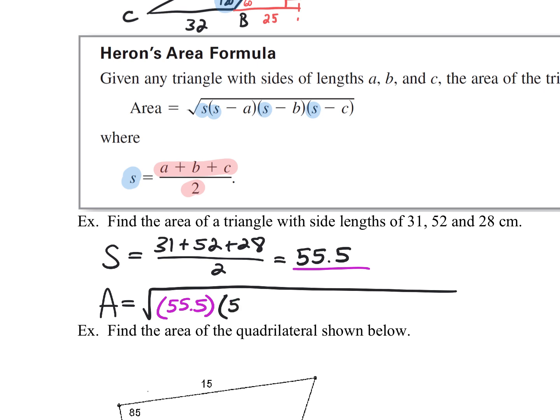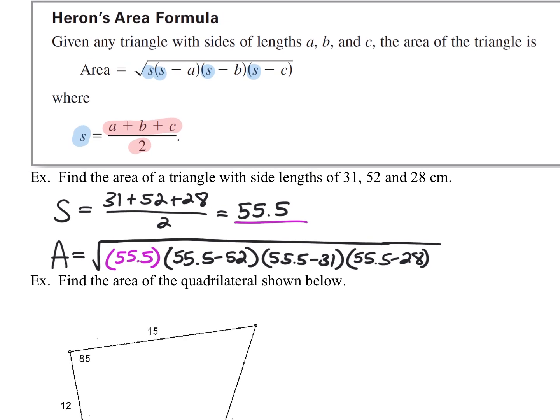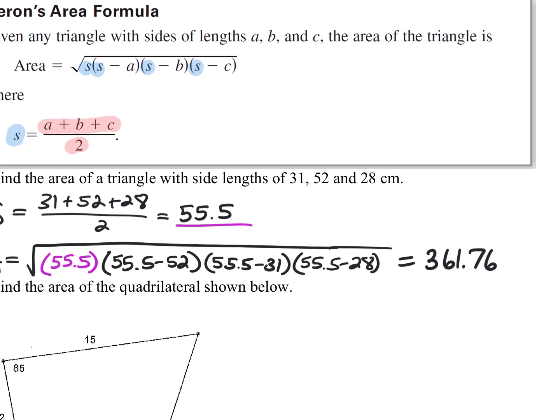I'm multiplying that times 55.5 minus 52 times 55.5 minus 31 and times 55.5 minus 28. We can see here that the square root becomes pretty long. But if I have all three sides, this is enough. I can plug that into my calculator and find that the area of this triangle with the given side lengths is 361.76 centimeters squared.